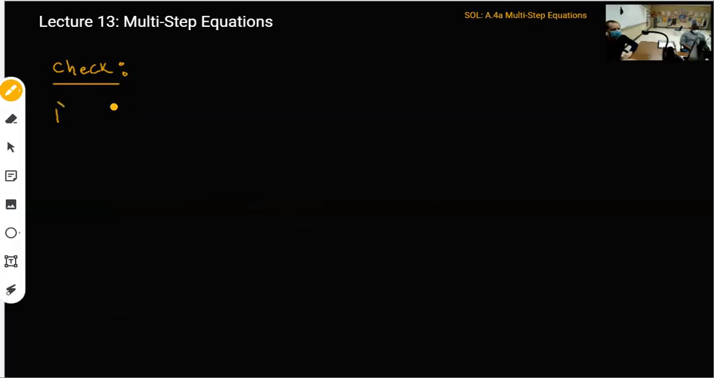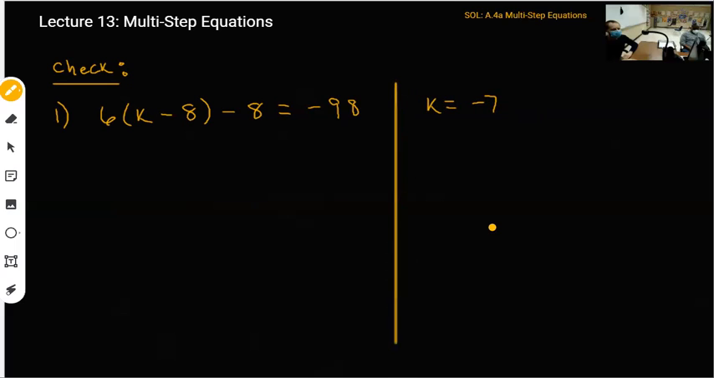All right. So for number 1, we had 6 times k minus 8 minus 8 equals negative 98. And my solution was k equals negative 7. So what I'm going to do is I'm going to replace every k with a negative 7. So I replace k with a negative 7 and I keep everything else the same. So I still have the 6 out in front. I still have the minus 8, the other minus 8, and the negative 98. And I just go from there.